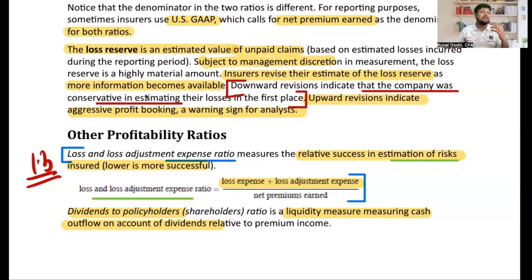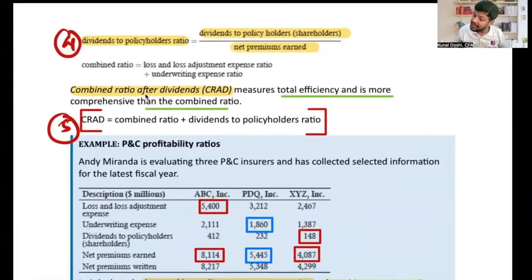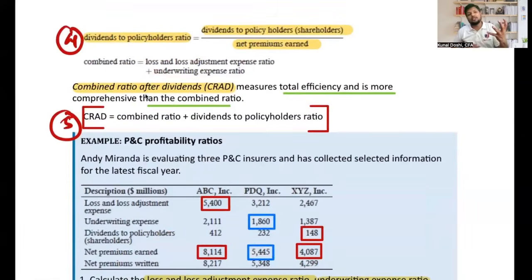But there is one more thing. Insurance companies do have to pay some returns to the policyholders in the form of dividends. So any dividend paid is also a loss. So loss and loss adjustment and dividend paid, both are outflows by the insurance companies. Both you want to be lower. You can combine both, that is the combined ratio after dividend. It measures the total efficiency of the insurance company's costs. All of this is on the denominator of net premium earned.